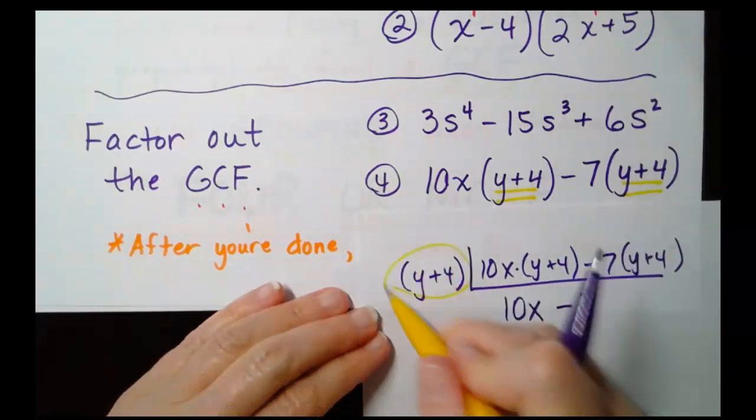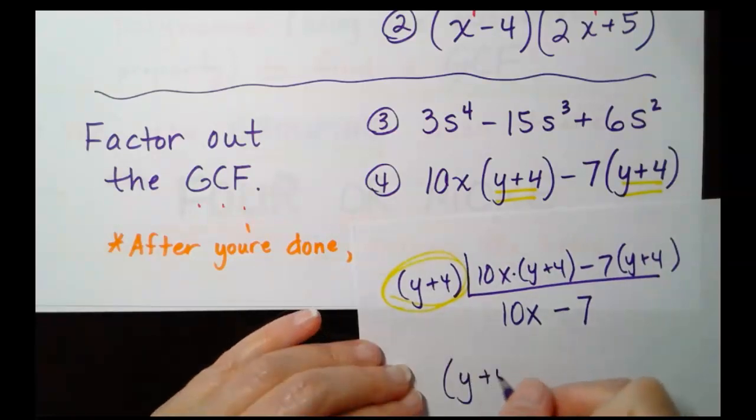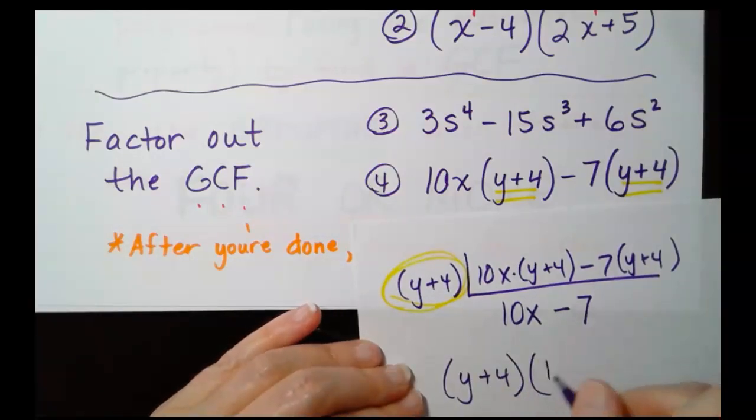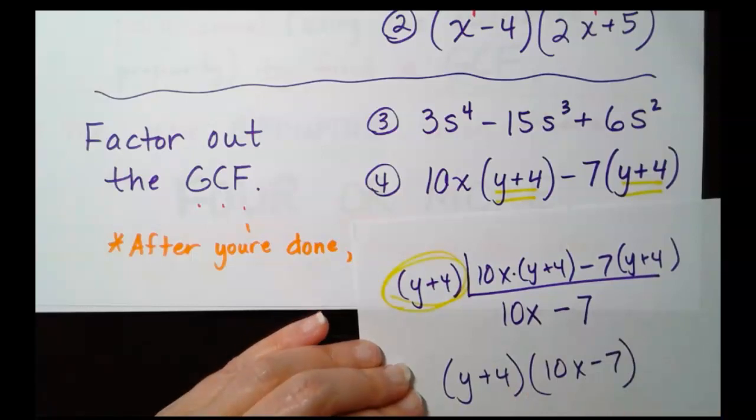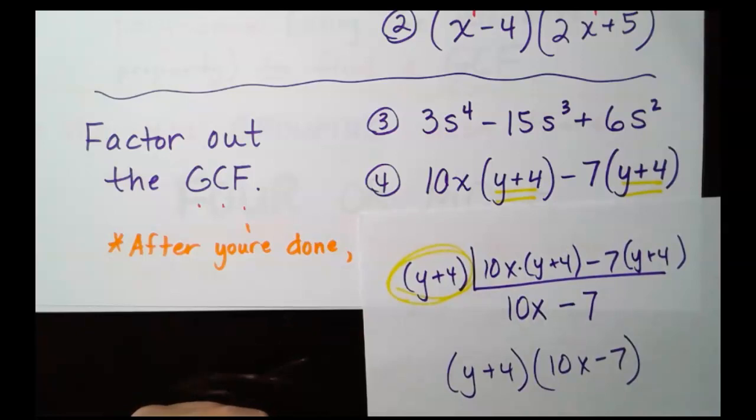So if y plus 4 is our greatest common factor, and we bring it to the front, what's left? 10x minus 7. So these are my two prime factors. That's what we're doing here, breaking down to prime factors every single time.